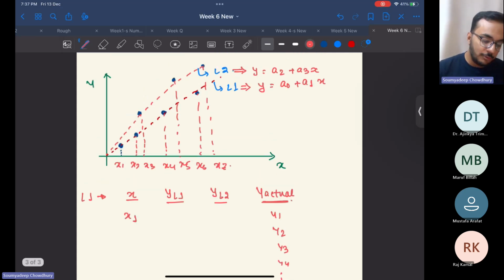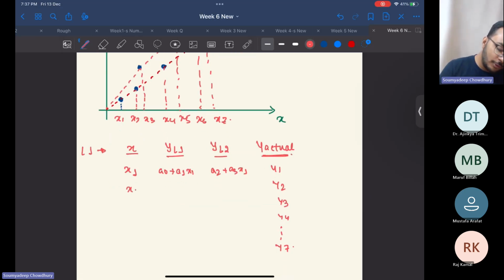You try to find out for the L1 line, which is y equals a0 plus a1x, what it is predicting. So it is predicting a0 plus a1x1. Similarly, your L2 is predicting a2 plus a3x1. Like this, for all these x till x7, you find out all this. Then you find out the percentage error for L1 and L2.